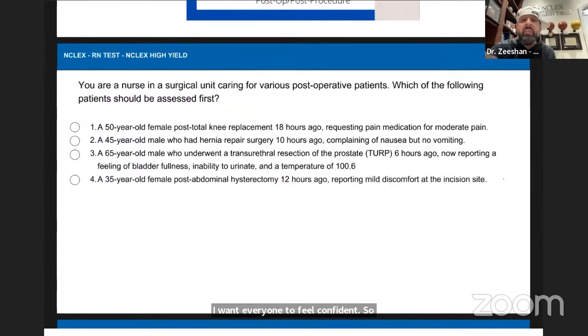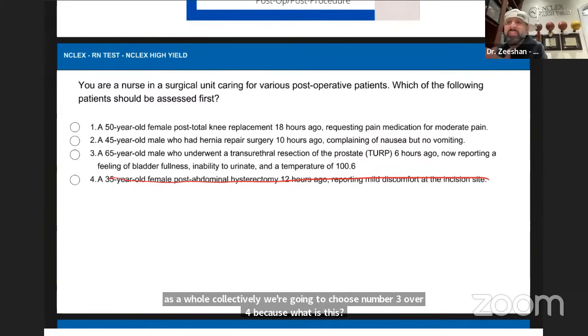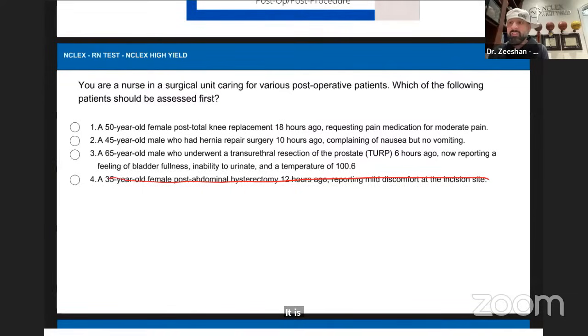So now we've decided as a whole, collectively, we're going to choose number 3 over 4, because what is this? It is sepsis in the making. We got to be aggressive. Have we made a decision? No, we're going to compare this to number 2. 45-year-old male who had a hernia repair surgery 10 hours ago, complaining of nausea but no vomiting. But Dr. Z, hernia repair, what if they have strangulation? What if they're hemorrhaging? What if? I don't have anything here.